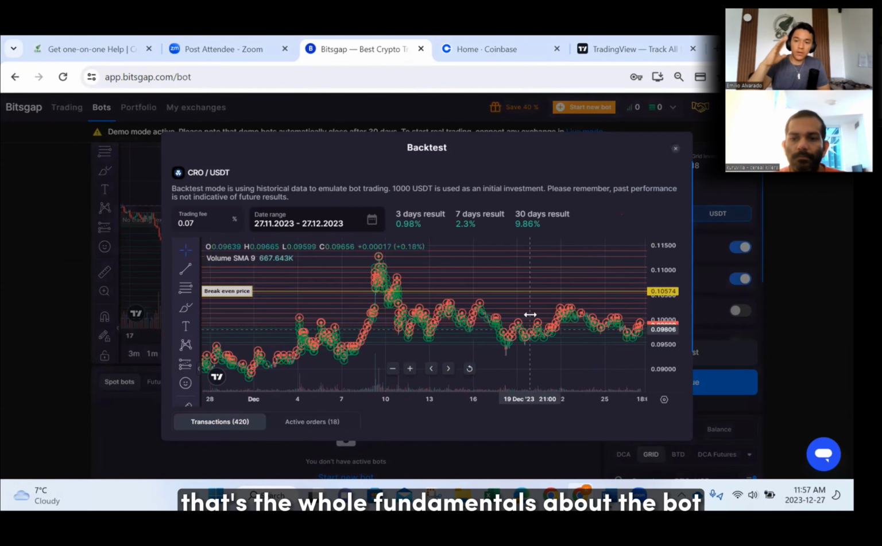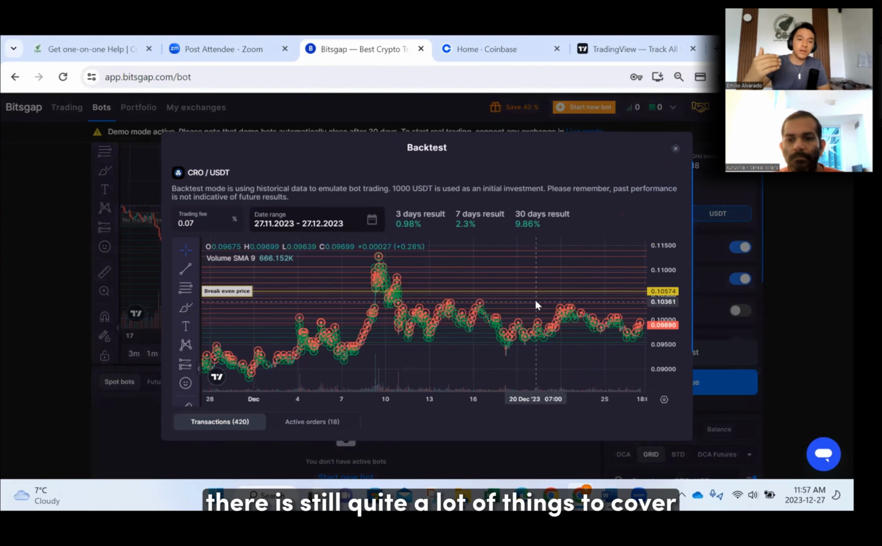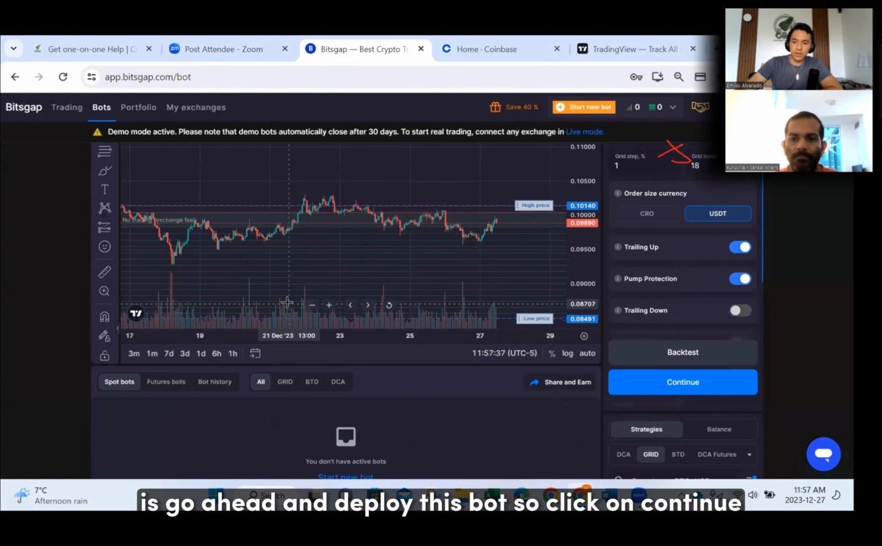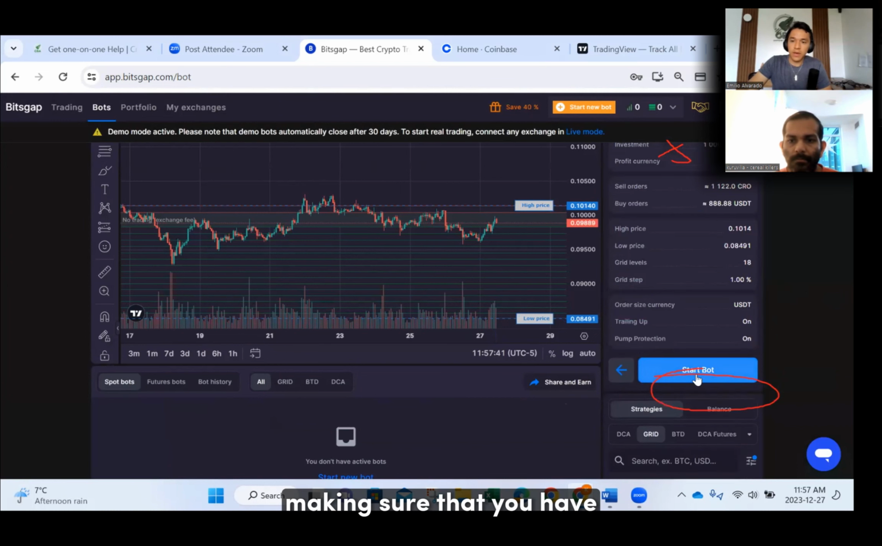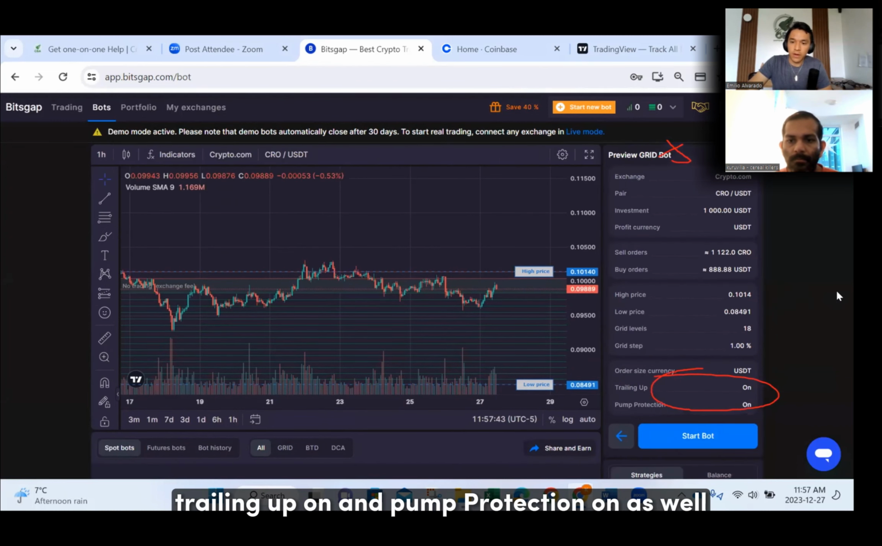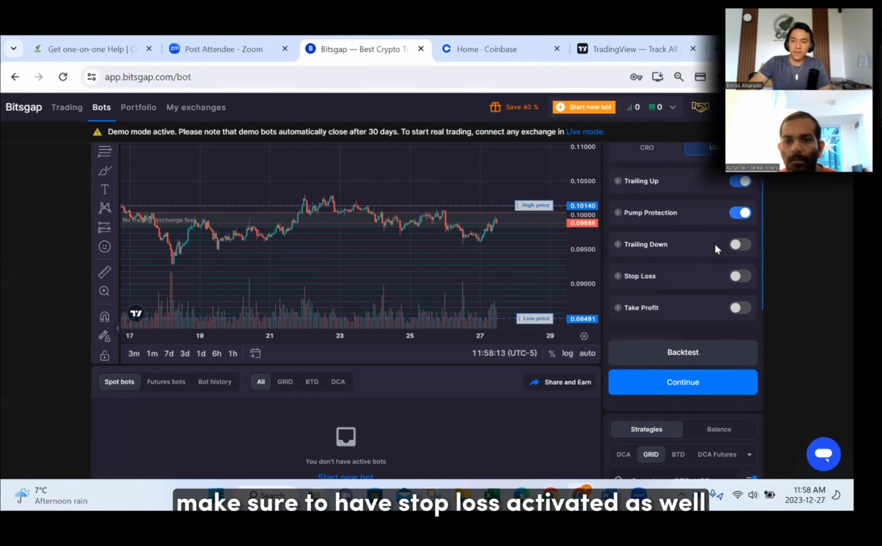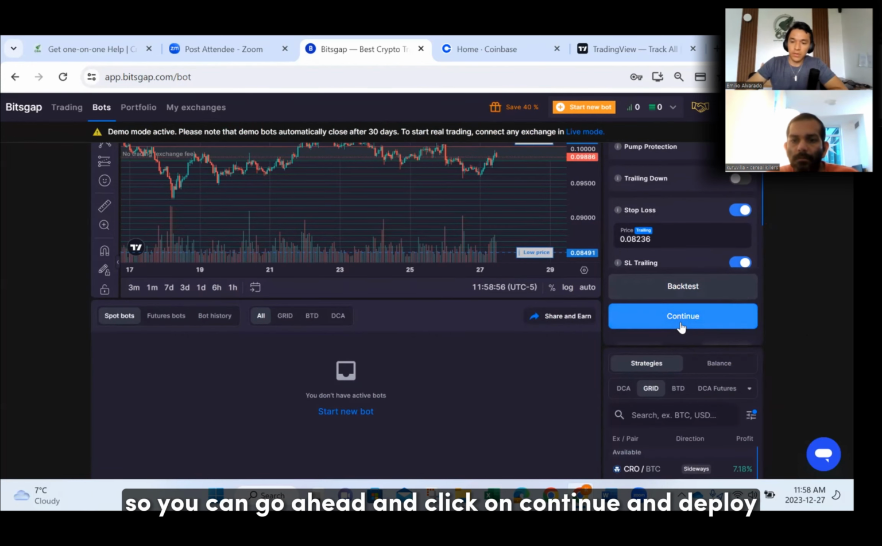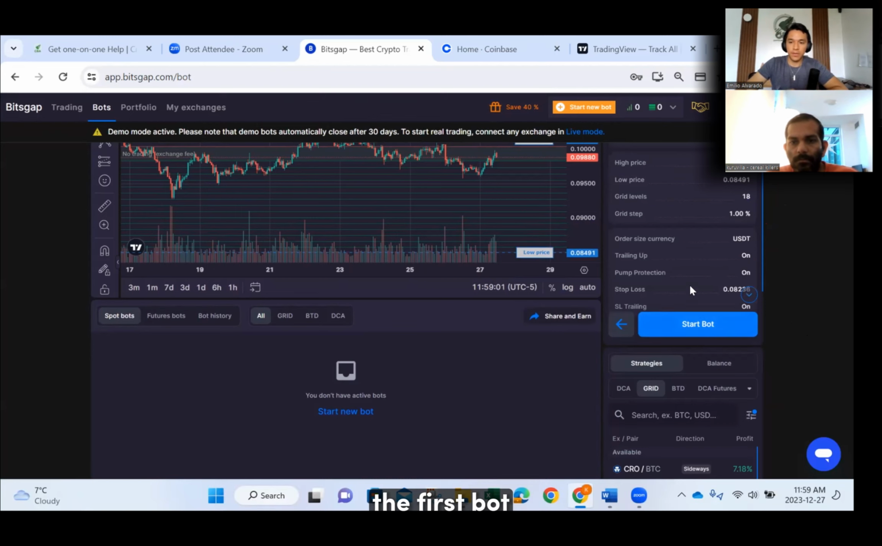Sharon, that's the whole fundamentals about the bot. There is still quite a lot of things to cover, but I think this is a solid advance so far. A couple of next actions we can do is go ahead and deploy this bot. So click on continue, making sure that you have trailing up on and pump protection on as well. Make sure to have stop loss activated as well, which is automatically gonna be below the low price. So you can go ahead and click on continue and deploy the first bot. Yep, that's about it.